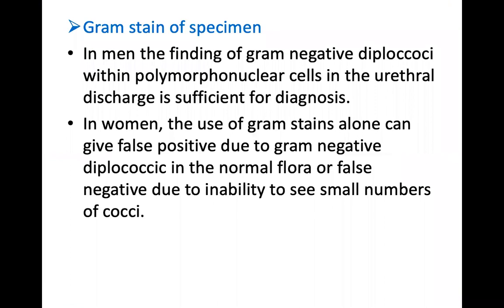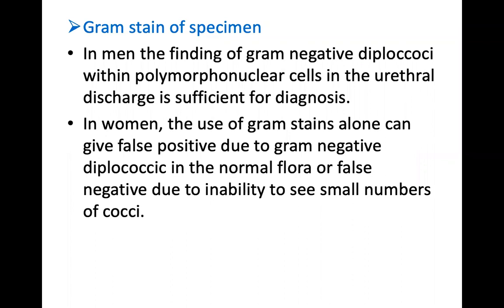So for gram stain of the specimen in men, the finding of gram-negative diplococci within polymorphonuclear cells in the urethral discharge is sufficient for a preliminary diagnosis, okay? But of course, the absolute gold standard would be to isolate the pathogen from the specimen through culture.